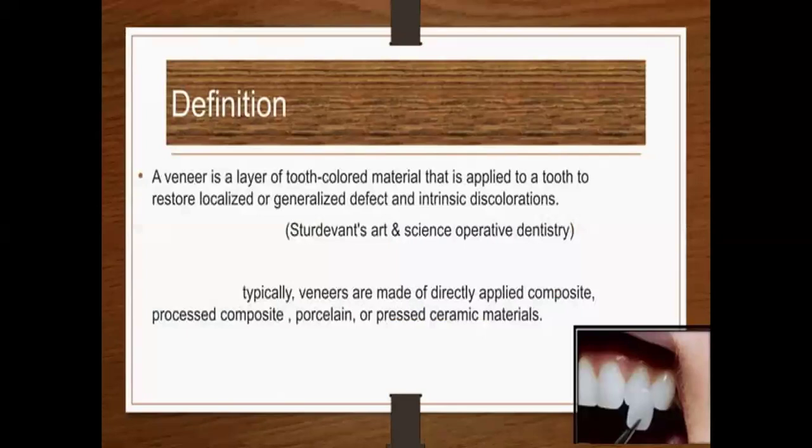First, we'll come to the definition of dental veneers. A veneer is a layer of tooth-colored material that is applied to a tooth to restore localized or generalized defects and intrinsic discolorations. Typically, veneers are made of directly applied composite, processed composite, porcelain, or pressed ceramic materials.